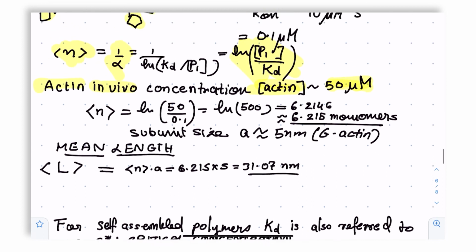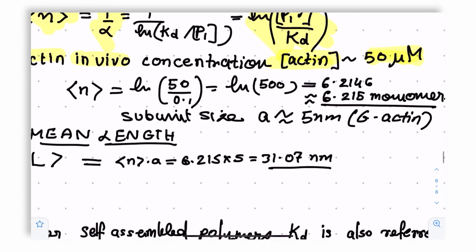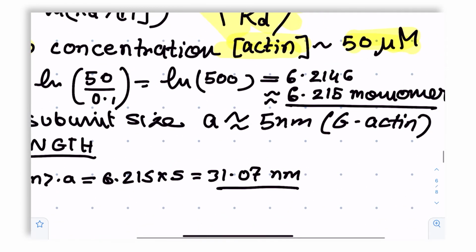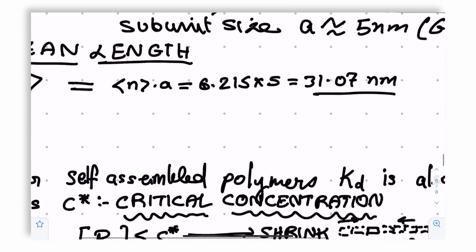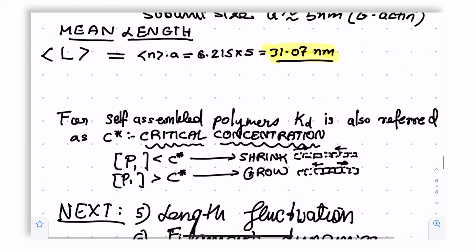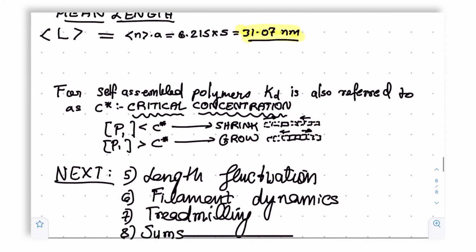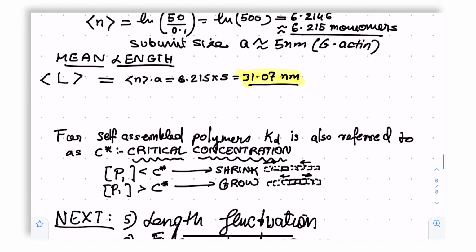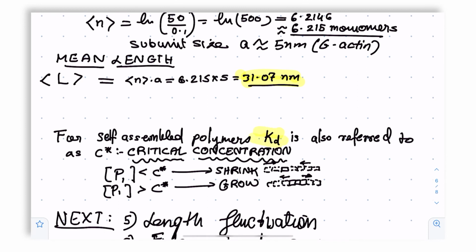Well, the subunit size of actin is 5 nanometers for G actin. So when we now multiply this, we get 31 nanometers as the average length. It's important to note that for so-called self-assembled polymers like these, the value of the Kd is also referred to as the critical concentration. This critical concentration we'll see has an interesting role to play.